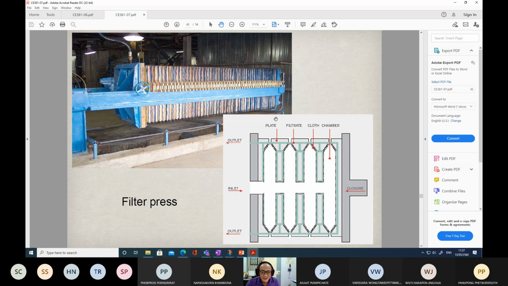Okay, so this one is the filter press. We apply the filters. Water just passes through the filters, and then the sludge remains inside.